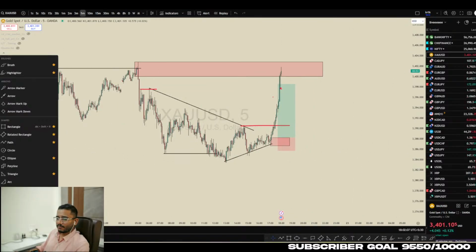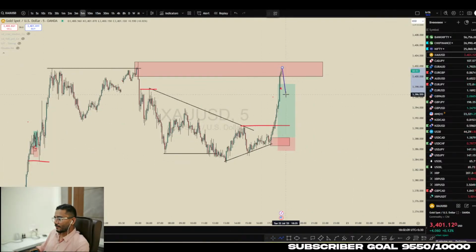And on gold, if price continues and breaks this previous low and creates more liquidity, then we can look for sell side setup or a continuation setup to the downside.